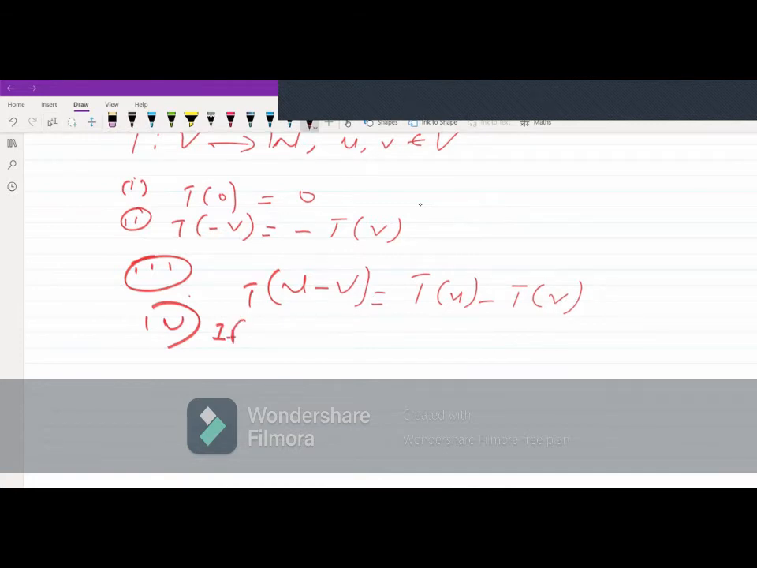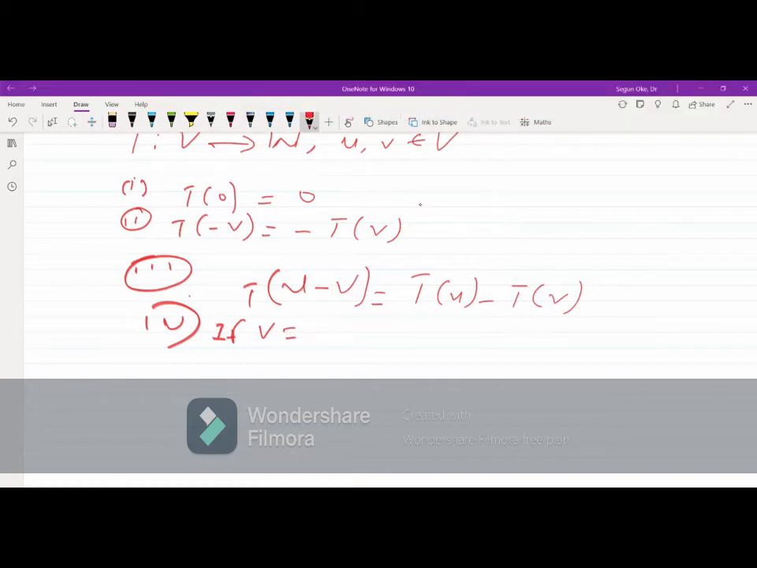If V is equal to C1 V1 plus C2 V2 plus dot dot dot to Cn Vn, you can say that, from the properties, T of V is C1 T of V1 plus C2 T of V2 plus dot dot to Cn T of Vn.